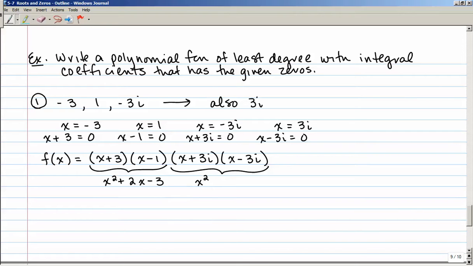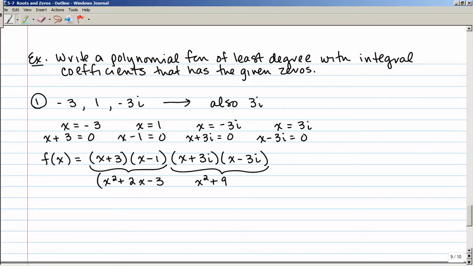3i times x and x times negative 3i are going to cancel each other out, because this is going to be a positive 3i x, and this is going to give me a negative 3i x. So really all I have to worry about is 3i times negative 3i. That's going to give me a negative 9 times i squared. i squared is negative 1. Negative 9 times negative 1 is a positive 9.